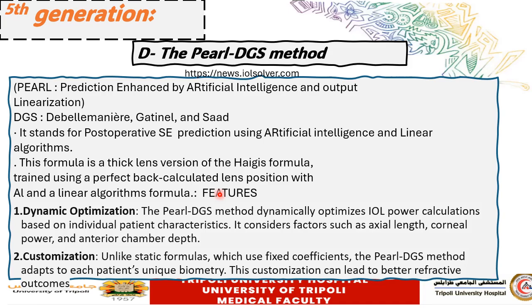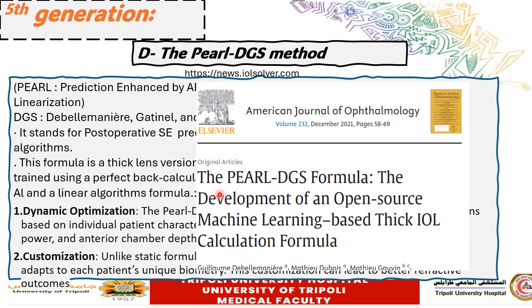This is one type of machine learning that utilizes this formula with a special type of lenses, and it is available on the website as open source. It is freely available and can be used by any doctor, provided you have the input of the type of the lenses. You need the anterior and posterior back surface of the lenses, the thickness of the lens, and the refractive index of the lens.